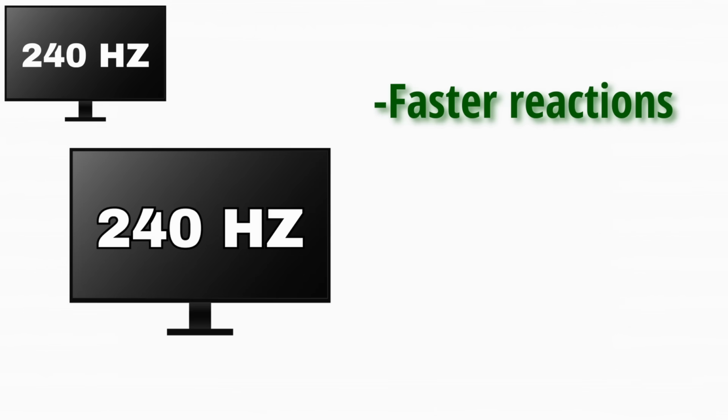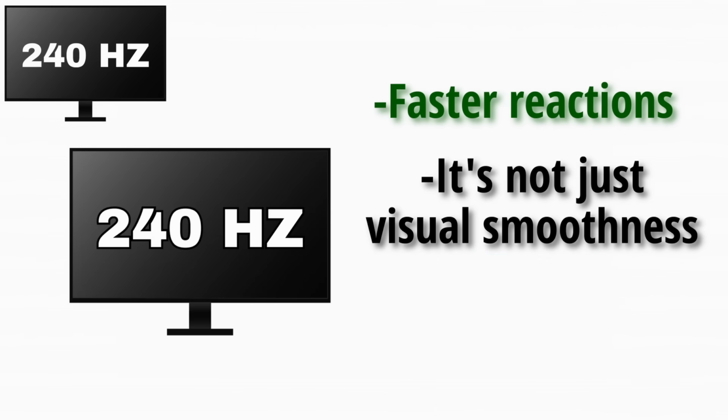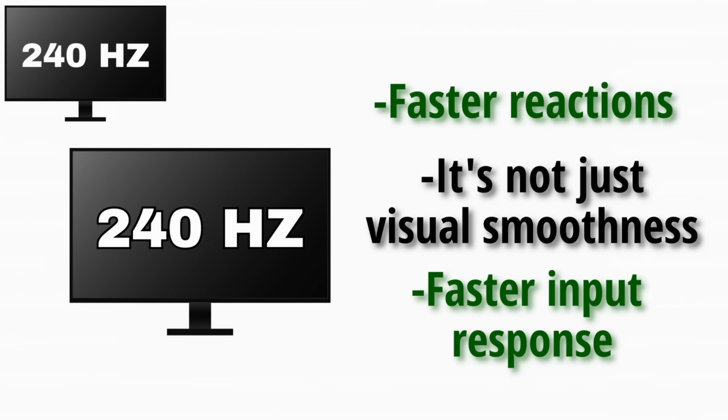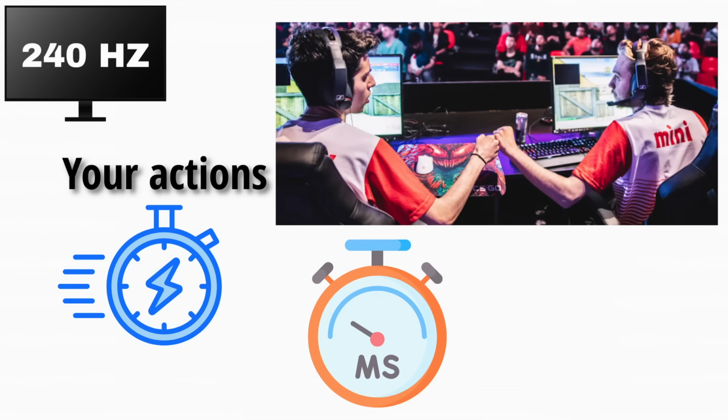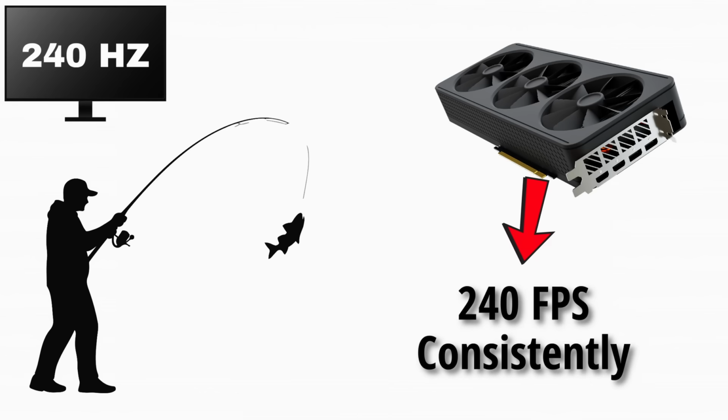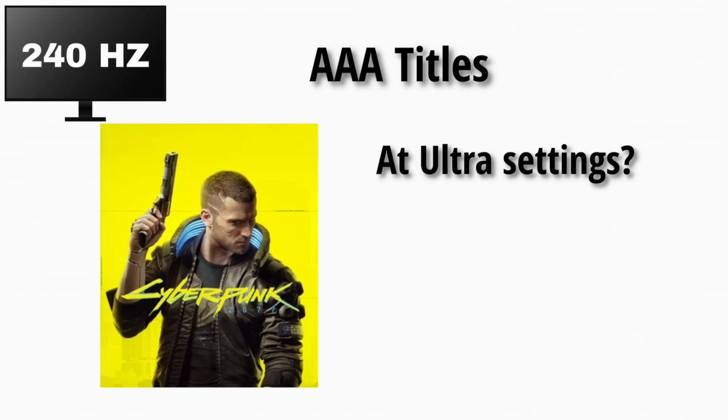To put it simply, 240 hertz lets you react faster. It's not just visual smoothness, it's about input response. Your actions show up faster, making milliseconds matter, and in competitive gaming, milliseconds are everything. Of course, the catch? Your GPU needs to push 240 frames per second consistently. If you're running heavy AAA titles like Cyberpunk at ultra settings, yeah, good luck with that.